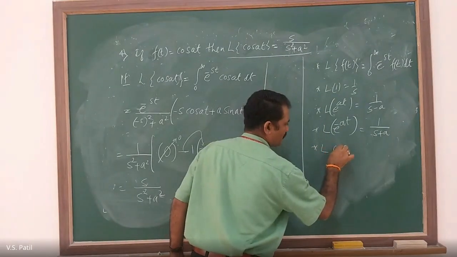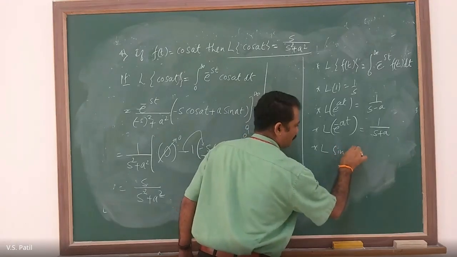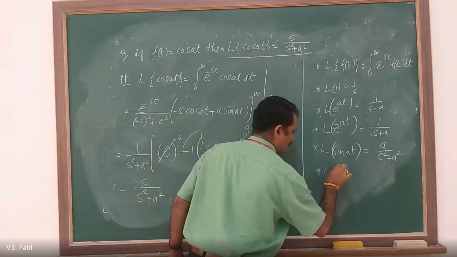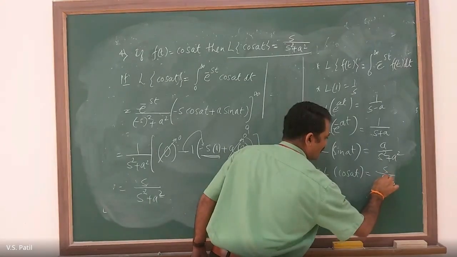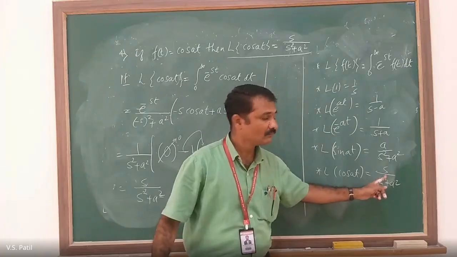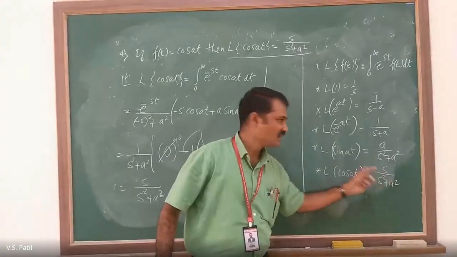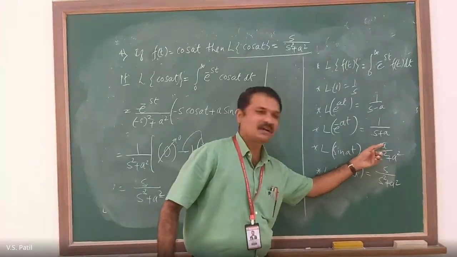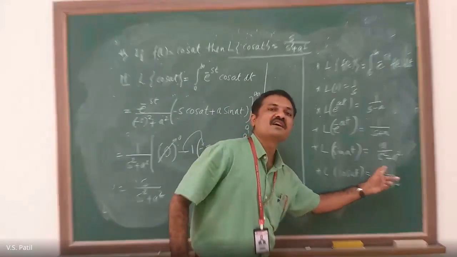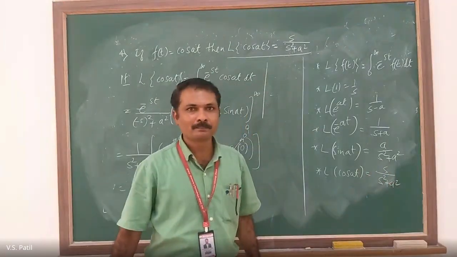Third one, Laplace transform of sin at is a divided by s square plus a square. Laplace transform of cos at is s divided by s square plus a square. What is the difference between these two? Denominator is same. If it is sin, constant term in the numerator. If it is cos, variable will be there. Is that clear?